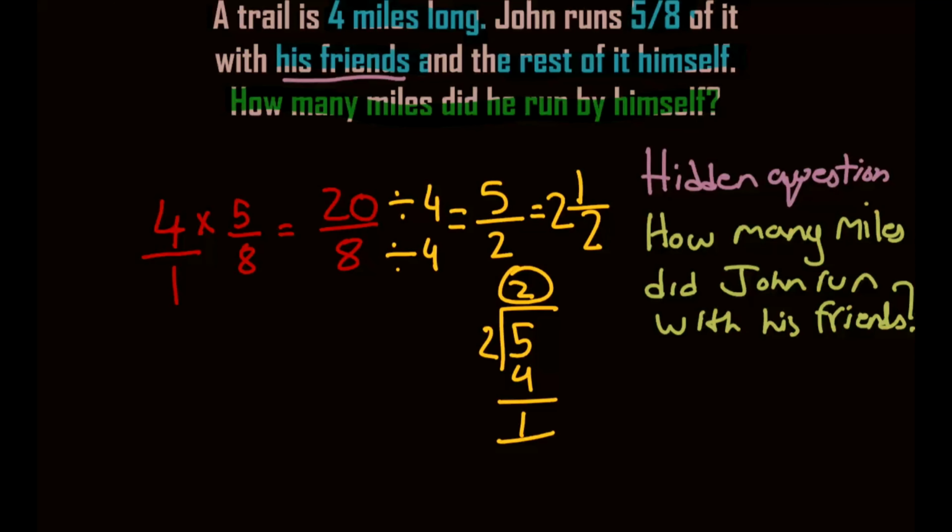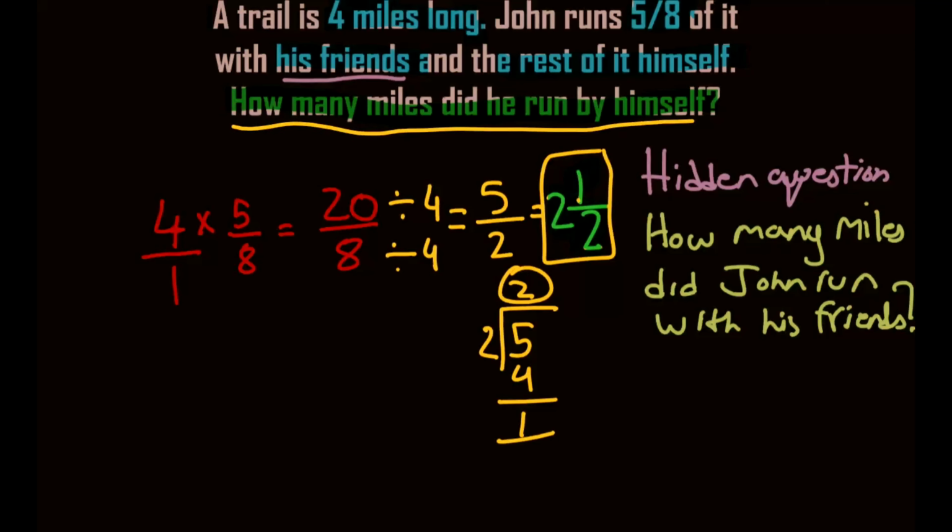If you want, you can do it in a different color. I'm going to change the color just so it stands out. So there we go. That's our answer, 2 1/2, for this part of the question: how many miles did John run with his friends? Now, our main question is how many miles did he run by himself? So what we will do is 4 minus 2.5.